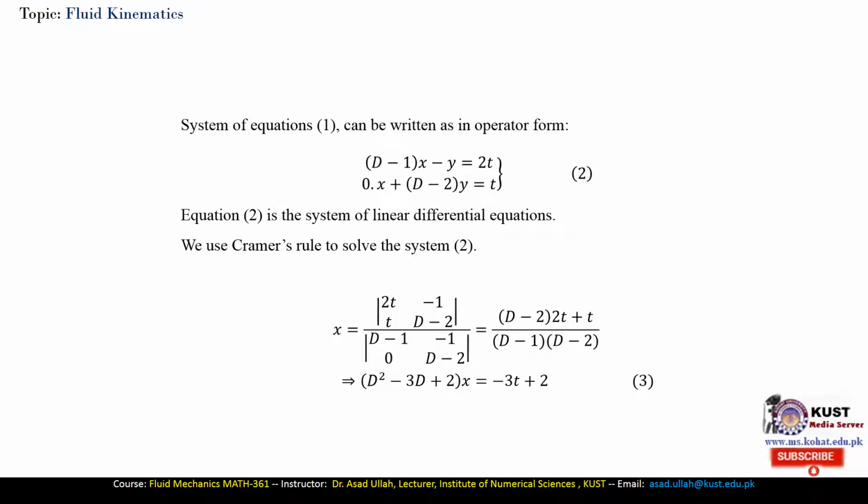Now, in the numerator determinant, the first column, 2t and t, is the right hand side of both equations in system 2, while the second column, minus 1 and D minus 2, are the coefficients of y. Expanding using the 2 cross 2 determinant rule, we get (D minus 2) times 2t plus t, and similarly in the denominator we get (D minus 1) times (D minus 2). Now, using cross multiplication, we get the second order non-homogeneous ordinary differential equation given in the form of system 3.